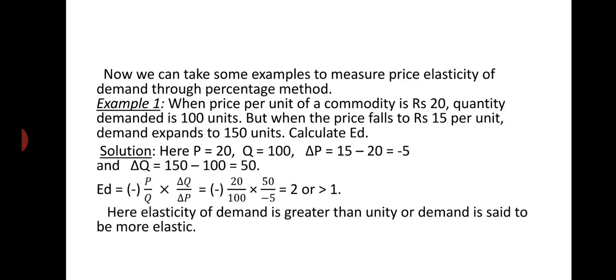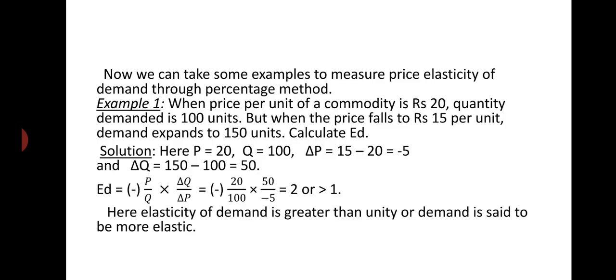Example 1: when price per unit of commodity is rupees 20, quantity demanded is 100 units. But when the price falls to rupees 15 per unit, demand expands to 150 units. Calculate ED. Mark here what is P, what is Q, what is delta P, what is delta Q. P is the original price, the original price was 20. Q is the original demand, original demand is 100. Delta P is change in price, that is new price minus old price, that is 15 minus 20, minus 5. Delta Q is new demand minus original demand, 150 minus 100, that is equal to 50.